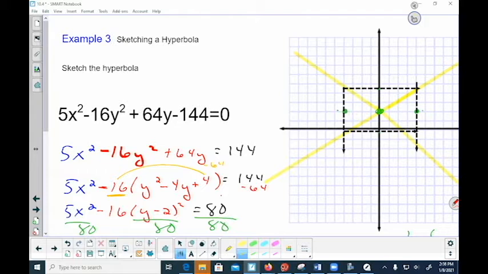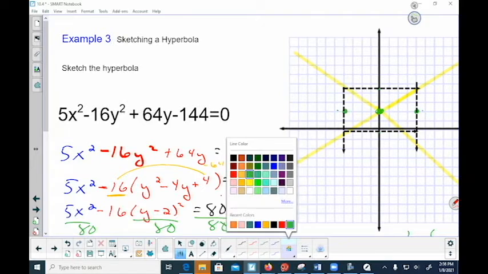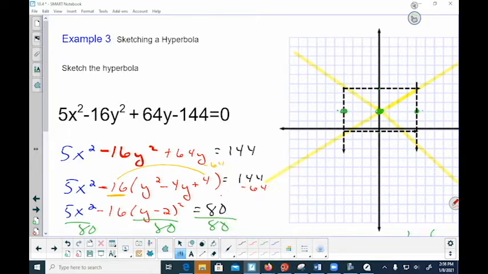This is where people tend to make mistakes. Remember that your vertices are going on the x-axis. So the only vertices are these two here. These two points here are phantom points. They're not part of the graph at all. So I'm going to go from my vertex and approach my asymptote, and that's going to tell me how wide those branches are. And I think that is everything I have to do for that one.